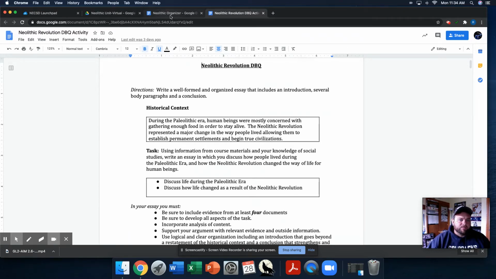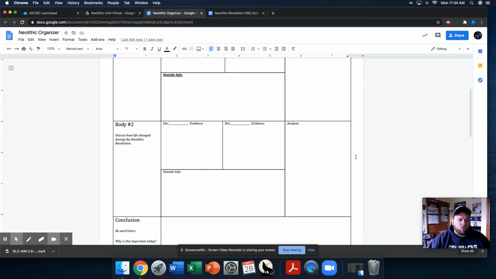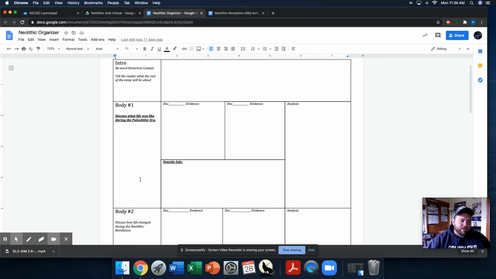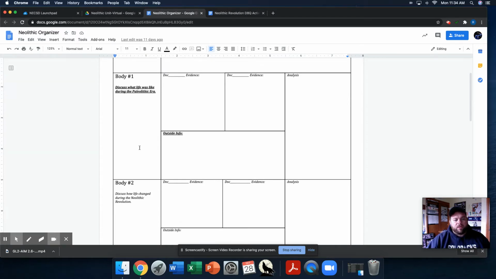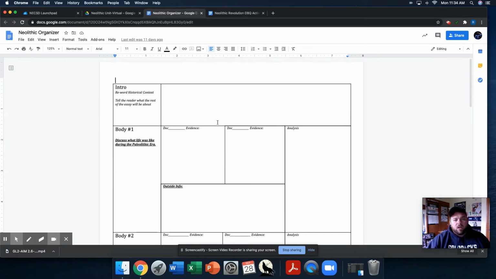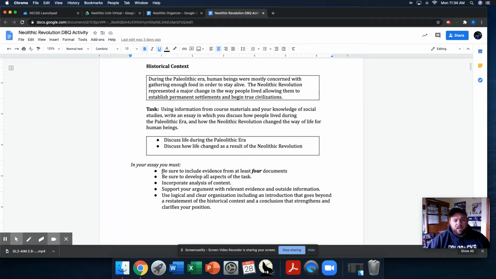So what we've done is we've built the graphic organizer according to the task. The graphic organizer is built with two body paragraphs in mind. First one where we discuss life during the Paleolithic era, and second one where we discuss life during the Neolithic era. The other thing we do is if we go back and look at the task again, it says we have to include evidence from at least 4 documents, right? So this is obviously what we need to know in order to figure out what needs to be included.